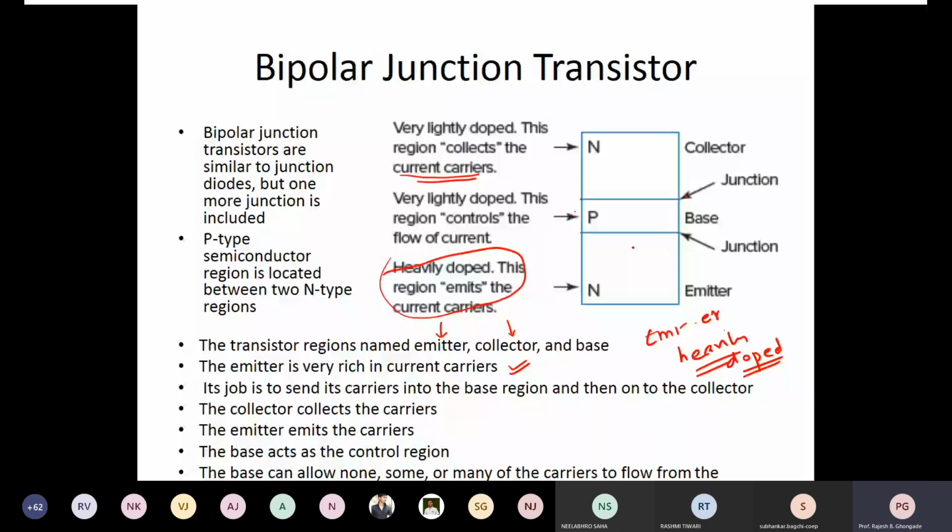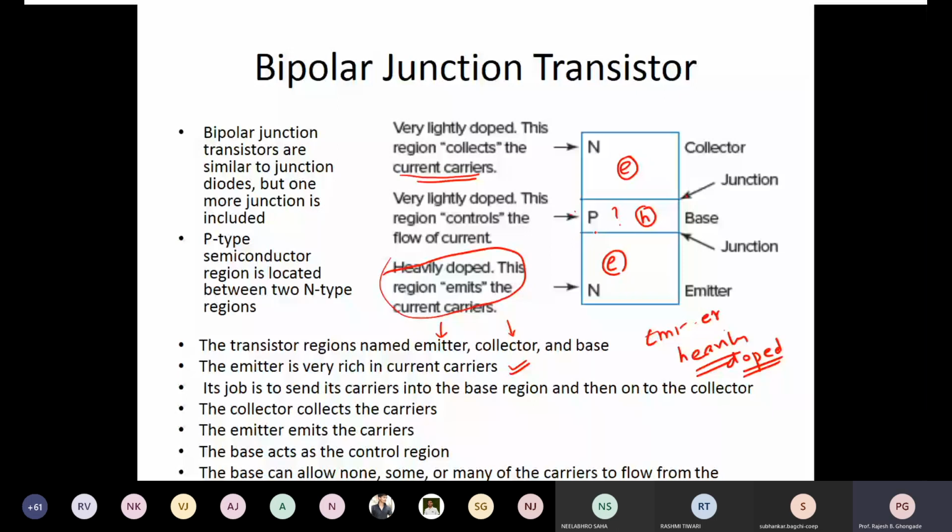What are the majority current carriers here? Here we have electrons. What are the majority current carriers here? They are again electrons. Even though it is lightly doped, it still has majority current carriers as electrons. What about this? Who are the majority current carriers in P-type? Holes. Very good.